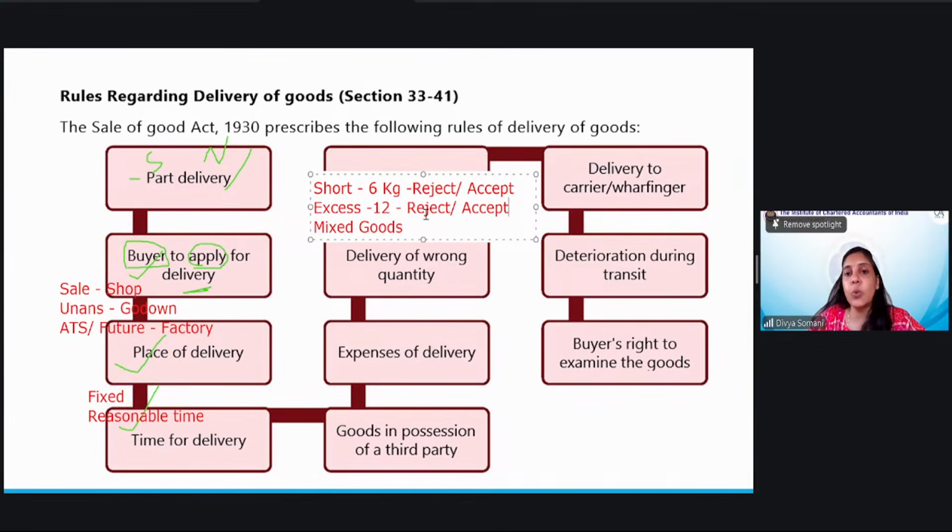Here in excess quantity, if the goods are severable, if you can separate them, you can accept up to 10 kg and reject the rest. If you want, you can accept the whole 12 kg. That is up to you.